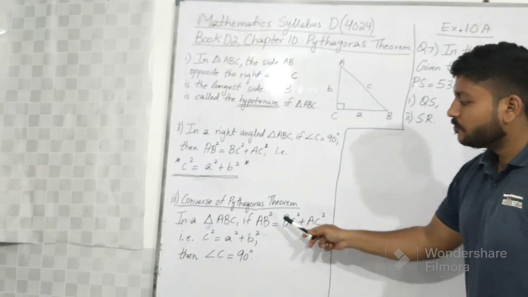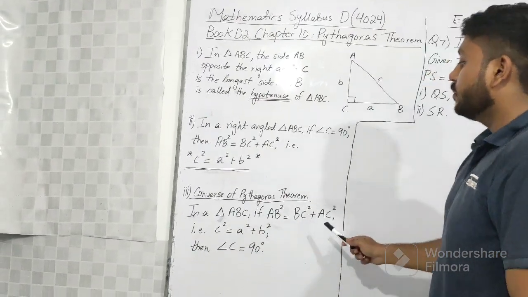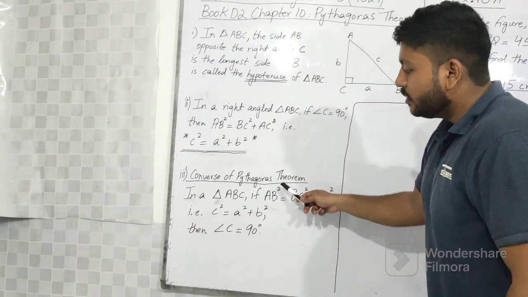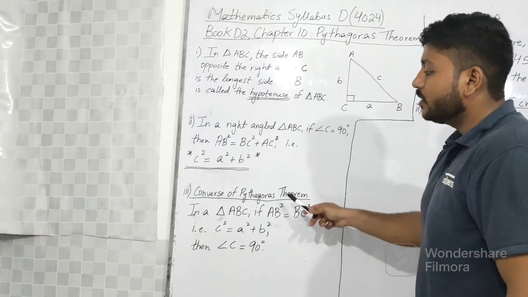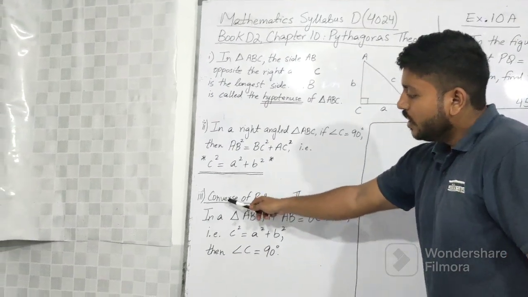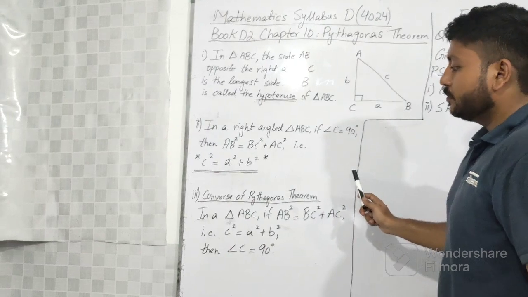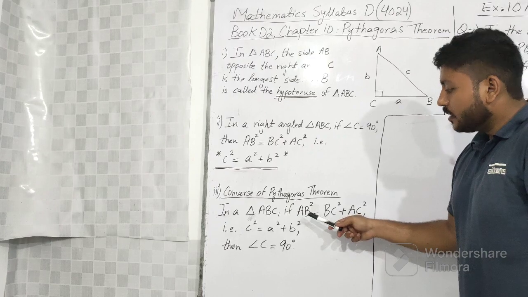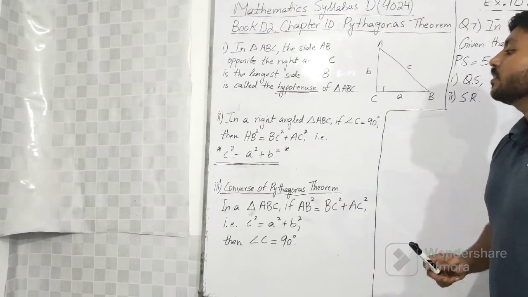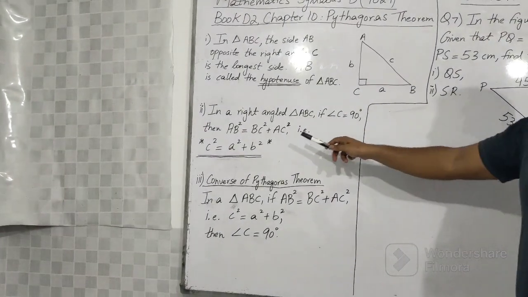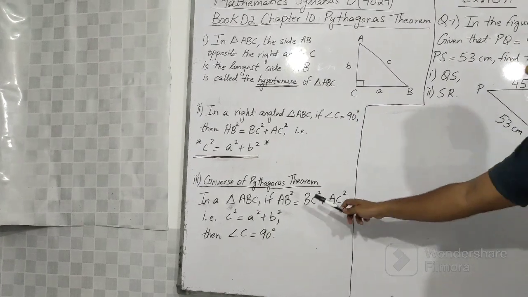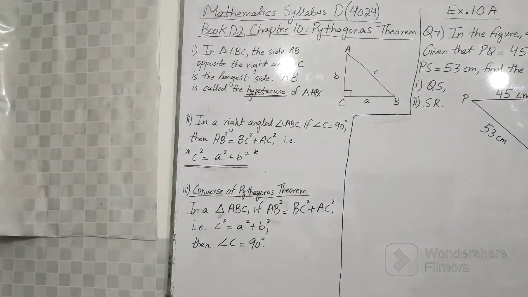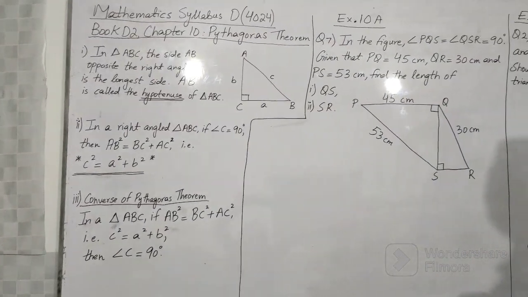So what is converse of Pythagoras theorem? Converse of Pythagoras theorem is that if you have to prove that a triangle is a right angle triangle or a non-right angle triangle, then you use this converse of Pythagoras theorem. So the first question will be regarding Pythagoras theorem and the second question will be regarding converse of Pythagoras theorem. So moving on to the first question, question number 7.